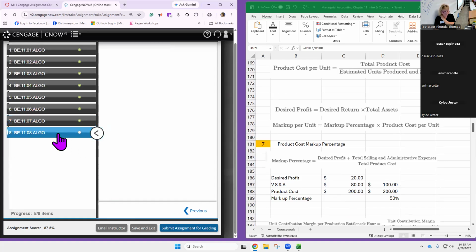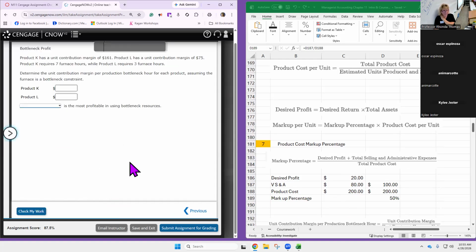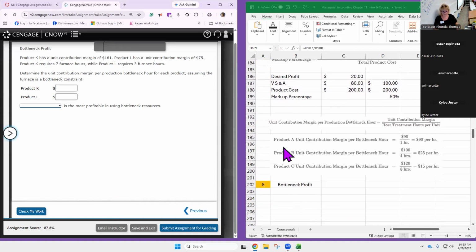All right, last one. Here is a constraint or a bottleneck profit. I think that sounds kind of funny. Here's a couple of things about that. So it says we've got product K and product L. Okay, so I'm going to put both of those down. This is our last one.